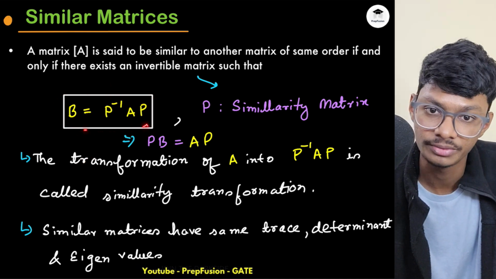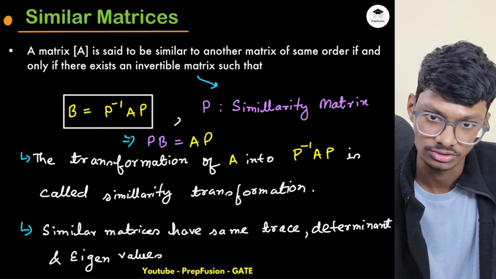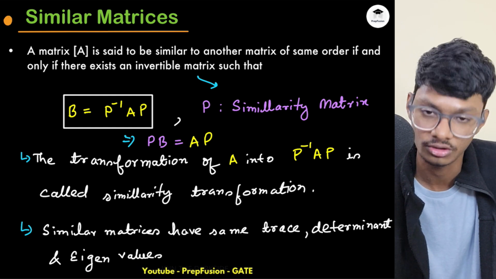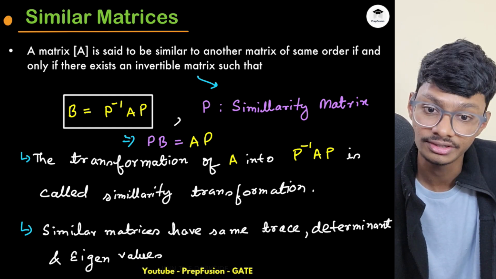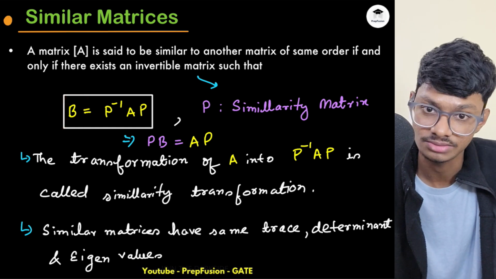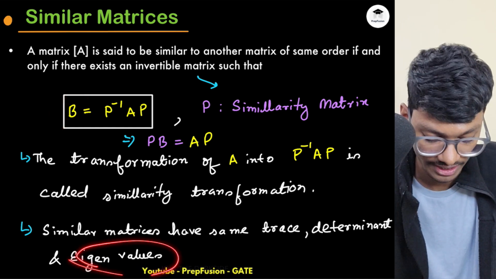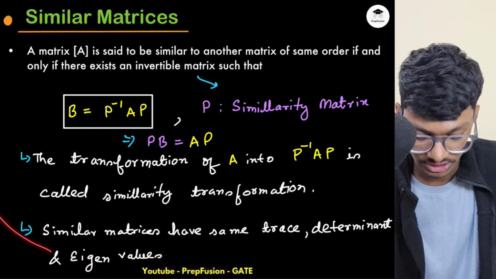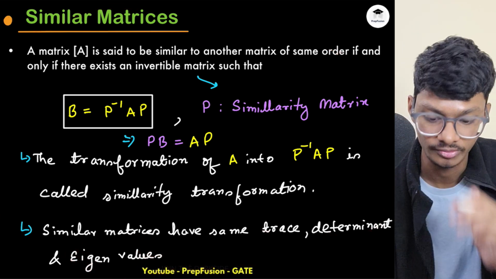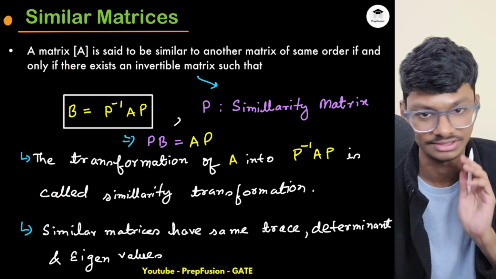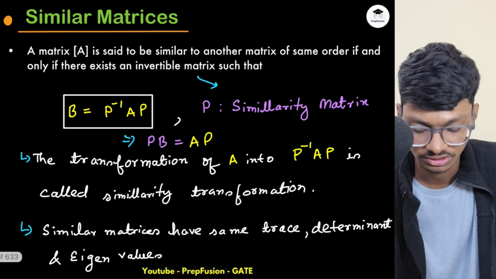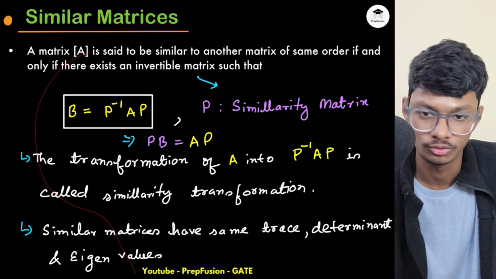Now if the eigenvalues of B and A are the same, that means the trace will be the same, because trace is simply the sum of the eigenvalues. That means the determinant will be the same, because determinant is the product of the eigenvalues. Eigenvectors of B may change, but eigenvalues will remain the same. In short, you just have to remember these three points, because a theoretical question may come up, and sometimes you may have to do something with similar matrices, and you can do it with this knowledge.